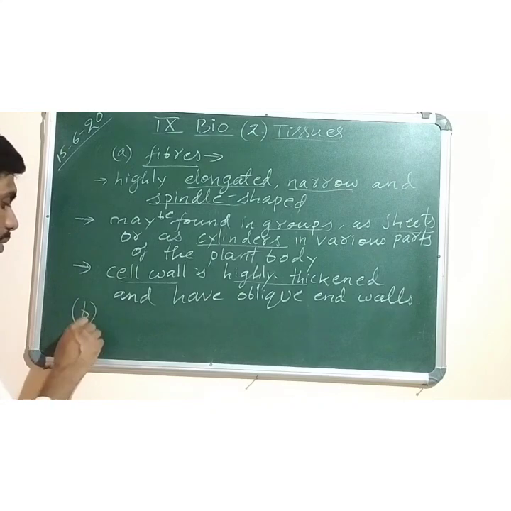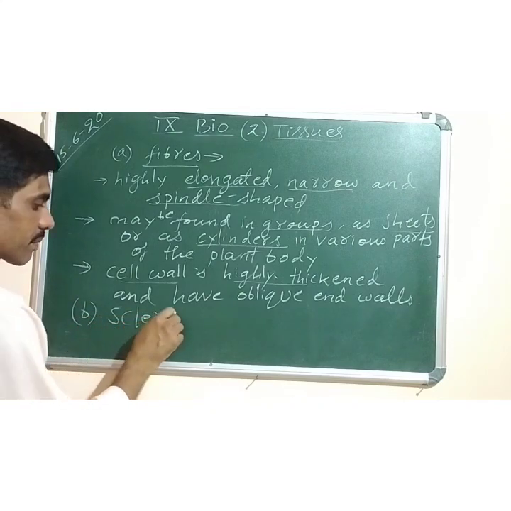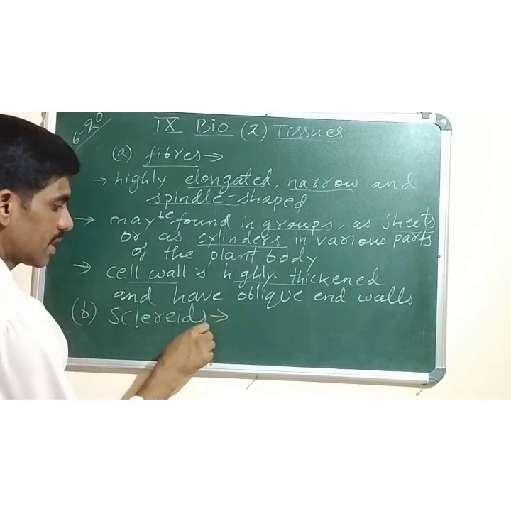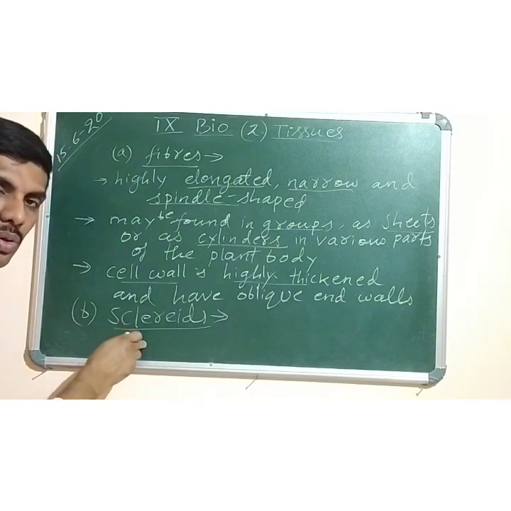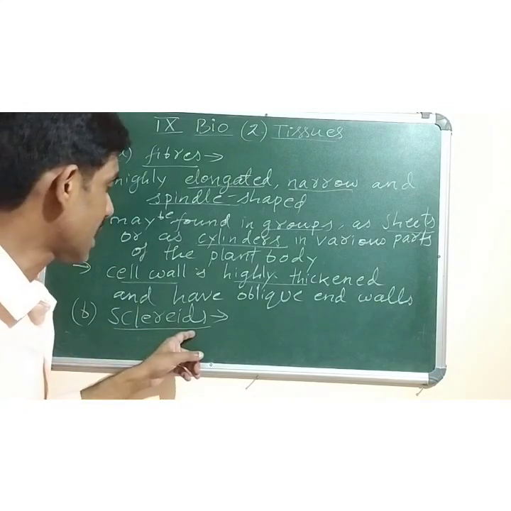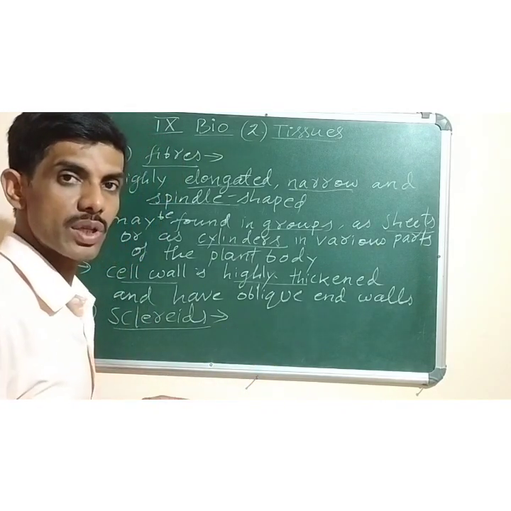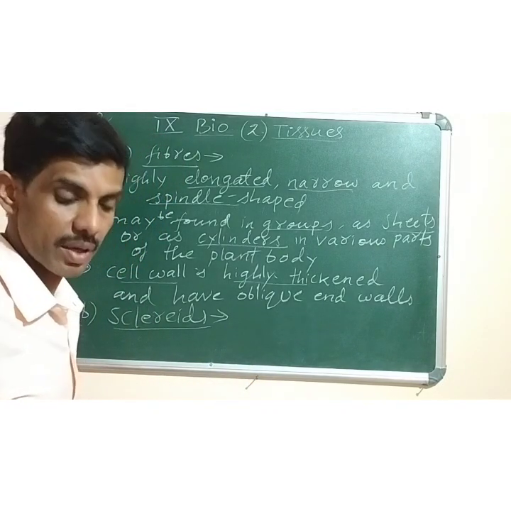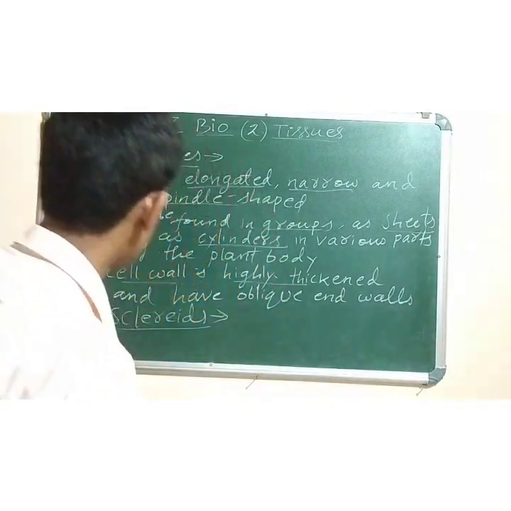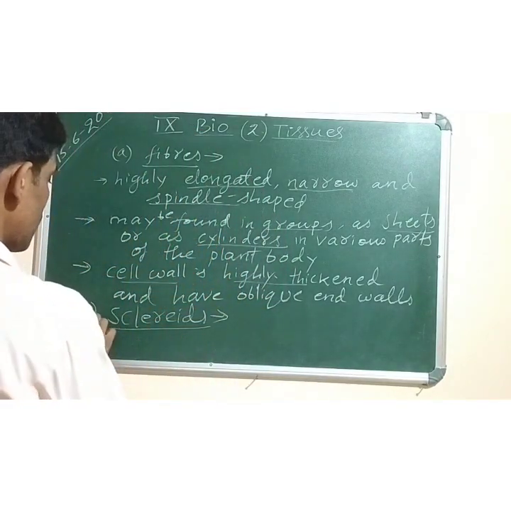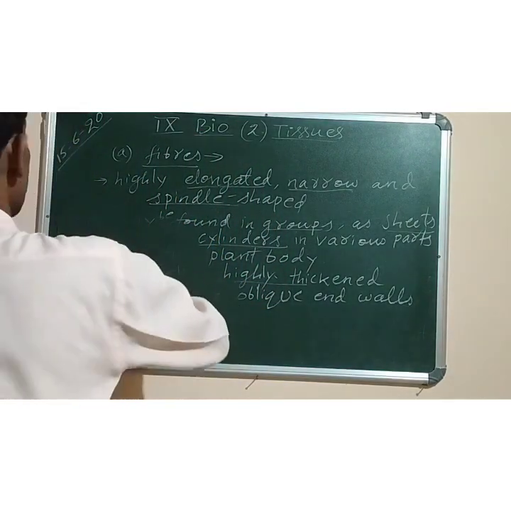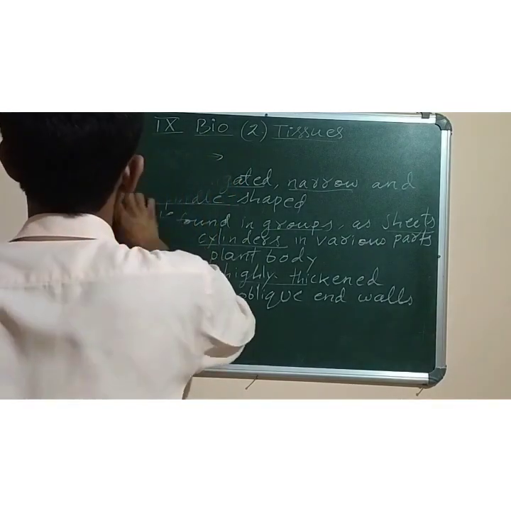Then the second one we have to do is sclerites. This is the second type of sclerenchyma tissue. These sclerites have tiny pores, which are known as pit canals because they have branches. There may be simple canals also and pit canals. So second one, number B.